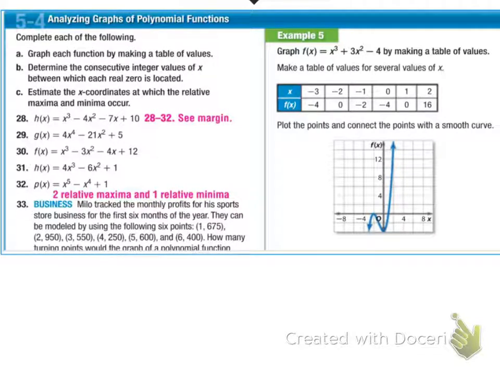And then you estimate. Oh, it looks like it would be at 0 for a minimum. At -2 would be a maximum. So that's where the max and min occurs. So that's what it's asking there.